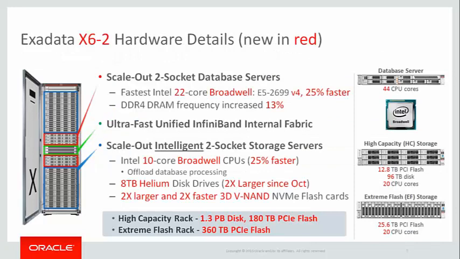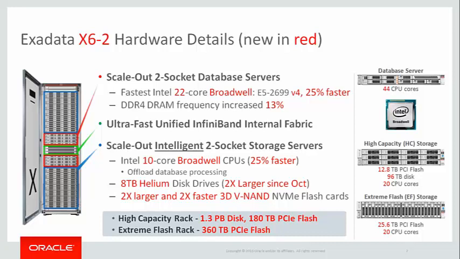Now let's take a deeper dive specifically into X6 hardware improvements. The changes from X5 are seen in the red. So in terms of database servers, Exadata now offers a 22-core Broadwell top-of-the-line CPU, which has more cores than the previous generation, which had 18 cores. Now it is 22. It is about 25% faster. And it also has the latest generation DDR4 memory, which is 13% faster. There's no change between X5 and X6 in terms of InfiniBand.